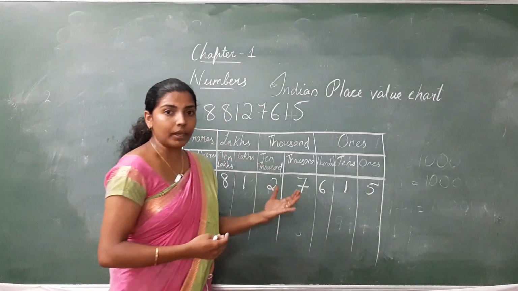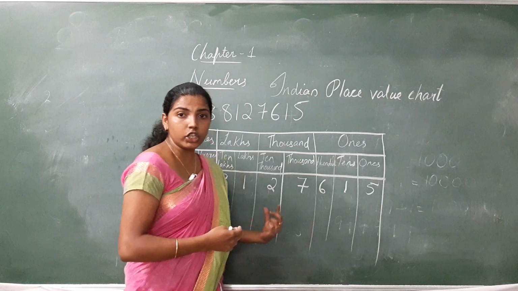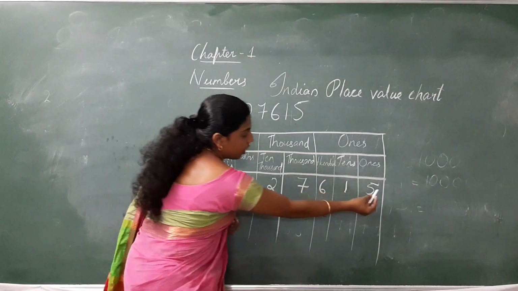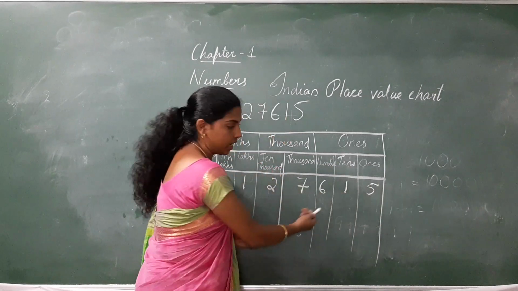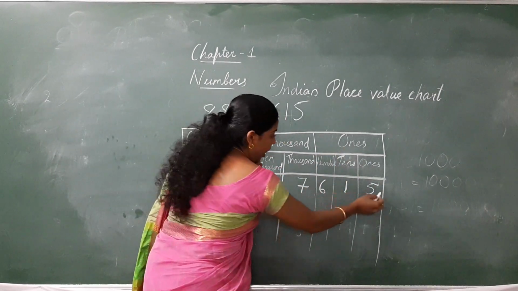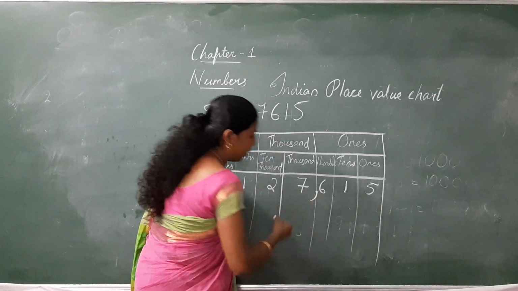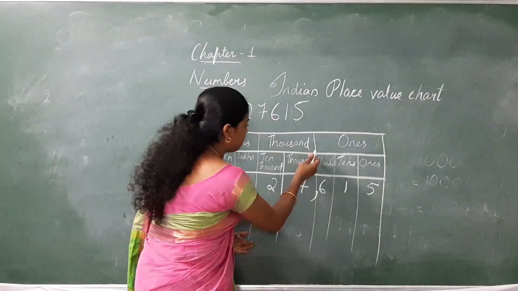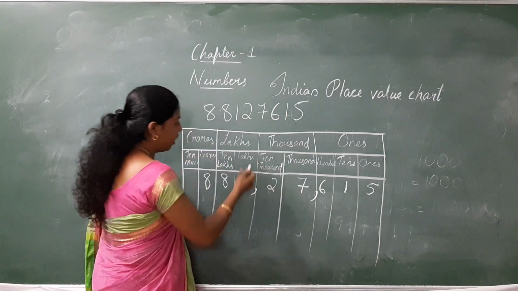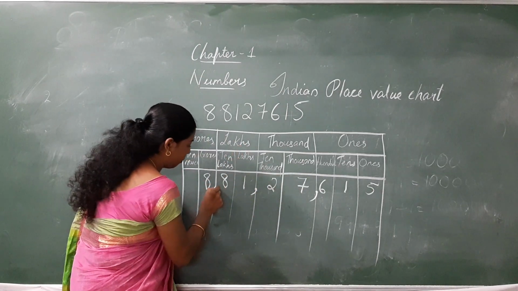Now the second step is to put commas after each period. We have to put a comma after each period. Then also we have to start from the right side. You see, the first period ends here. After 100 the first period ends, so after 100 we have to put a comma. Then after the next period we put a comma. The thousands period ends here, so put a comma here. Then after the lakhs period put a comma.